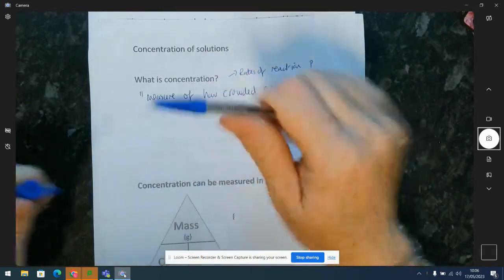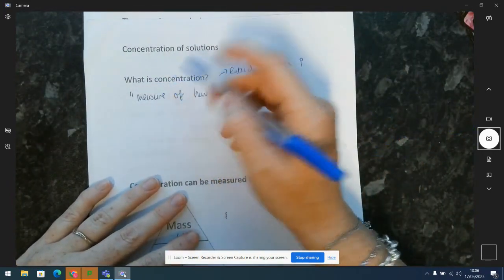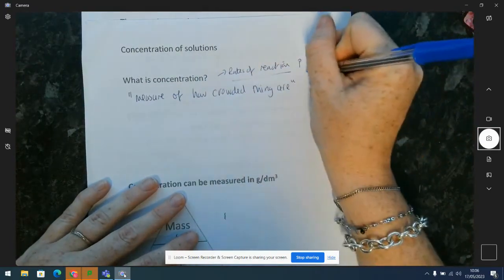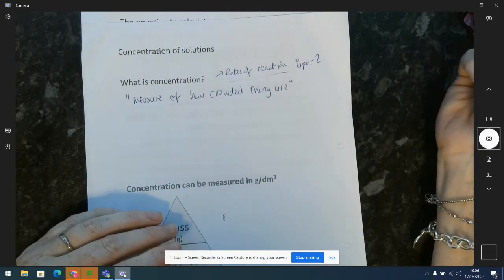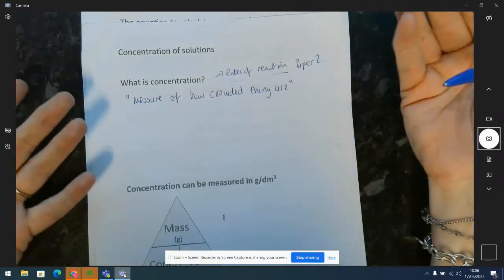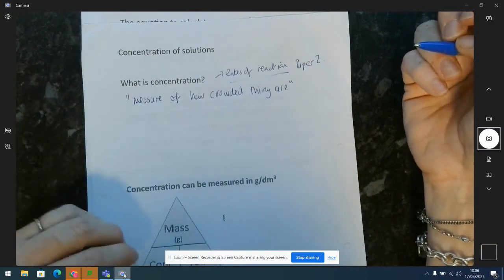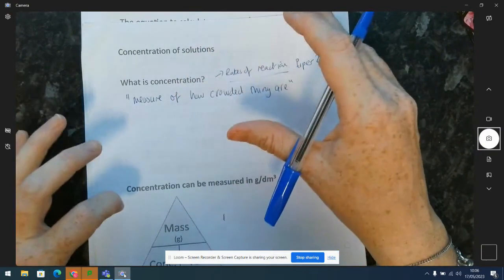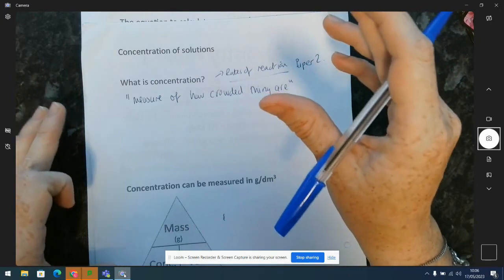So we'll start by getting you to have a think about what concentration is. You will already know it from the rates of reaction, which is paper 2, because we talk about how a higher concentration speeds up the rate of reaction. For higher tier, we need to know the difference between the strength of an acid and the concentration of an acid. Make sure you've watched the video on that if you're not sure what that means.